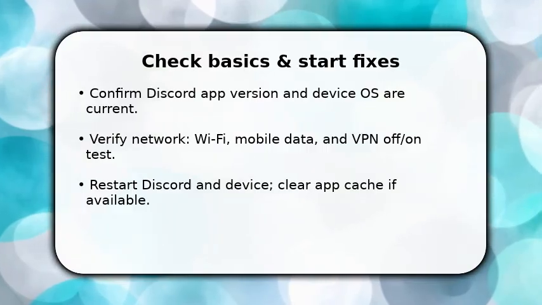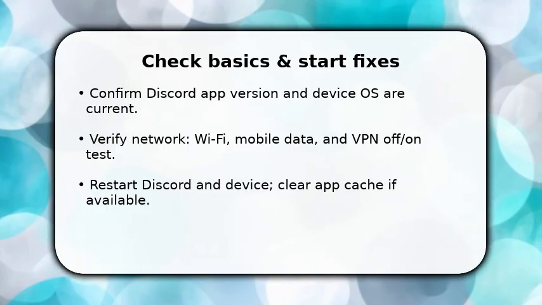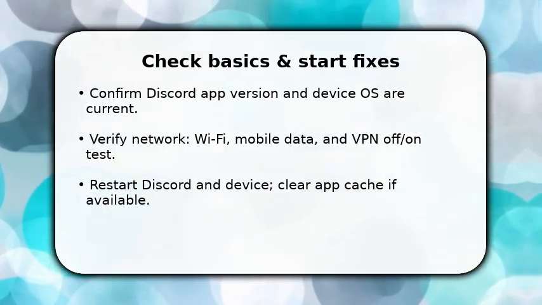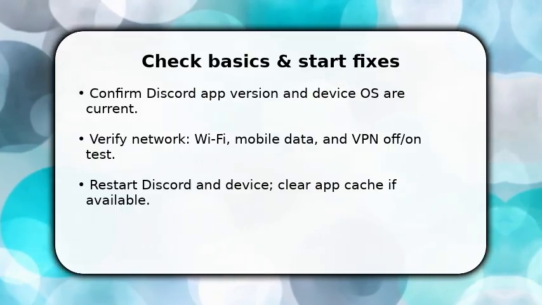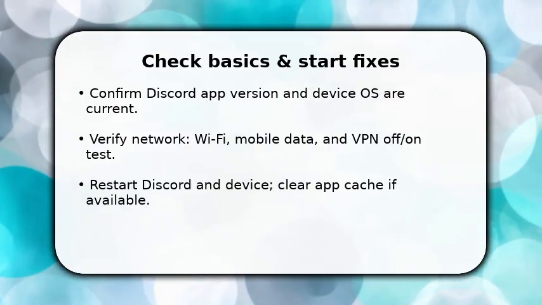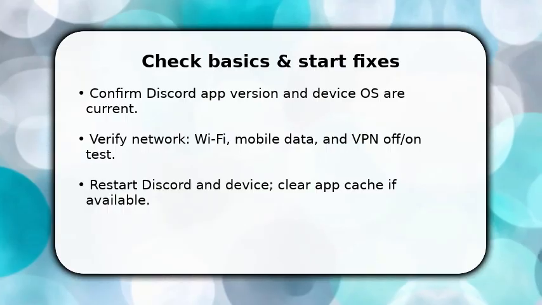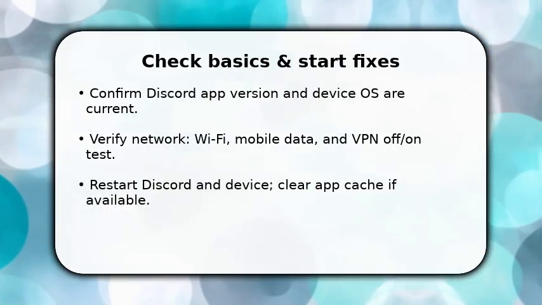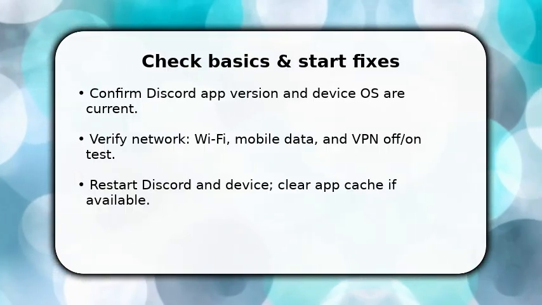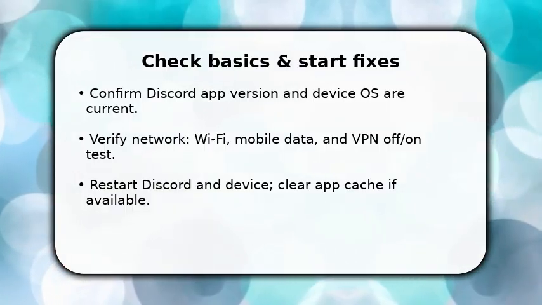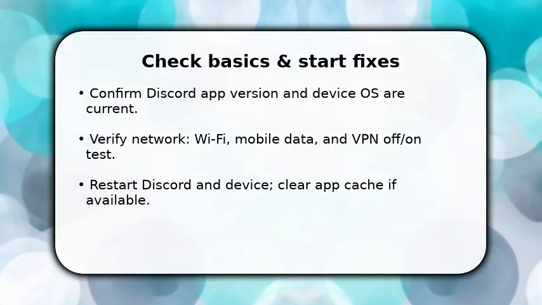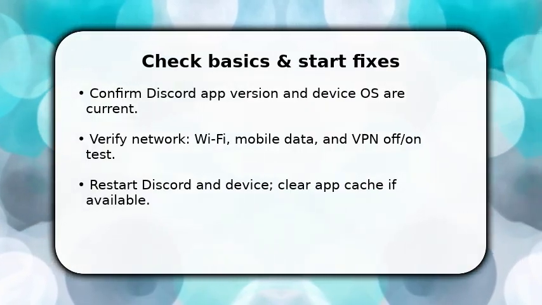You'll begin by confirming prerequisites and taking the first actions right away. Check that Discord and your device OS are updated, then test network connectivity, switch Wi-Fi to mobile data or toggle airplane mode. Once done, force quit the Discord app and reopen it. That clears transient issues. If you're on Android, clear the app cache. On desktop, use the built-in restart option or quit and relaunch. These steps resolve many immediate message visibility problems quickly.